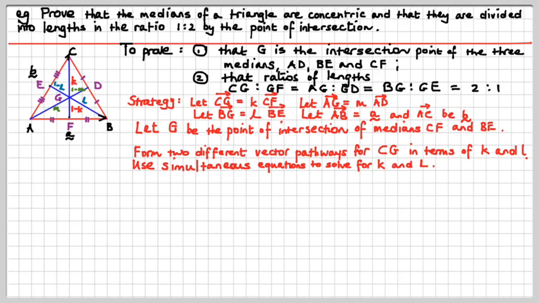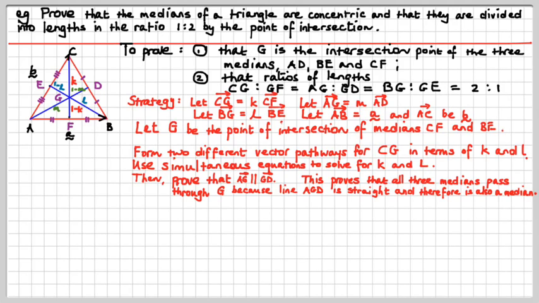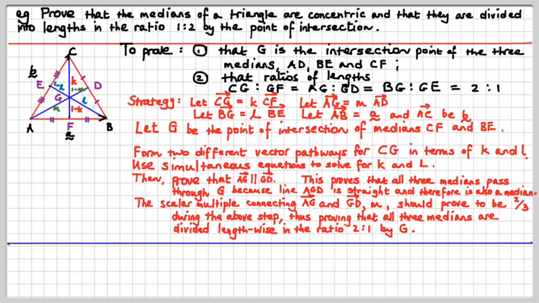Once I do that, I've got to prove, as I said, that AG is parallel to GD. This will prove that all three medians pass through G, because the line AG will be straight and therefore will also be a median. And last but not least, this M thing, this scalar multiple connecting AG and D, I've got to prove that that's also ratio 2:1, that M is 2/3, guys. I've got to prove that, otherwise I haven't proved that all three medians are split up in the ratio 2:1 by the point G, have I?